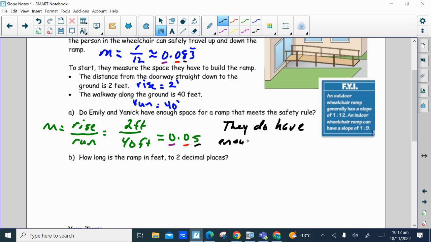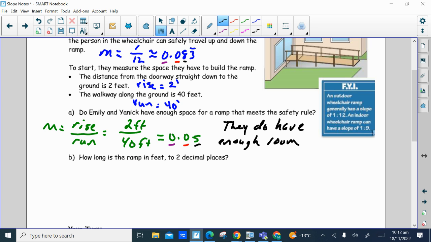If the slope for the room that they have was greater than 0.083 repeating, then they wouldn't have enough room. They'd have to do something in order to make it work. So they have enough room in order to make it work. But it doesn't mean they have to use the entire 40 feet. It could be less than 40 feet. As long as the slope is equal to or less than 0.083 repeating, then it is safe.